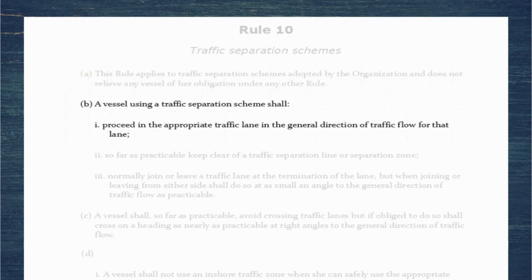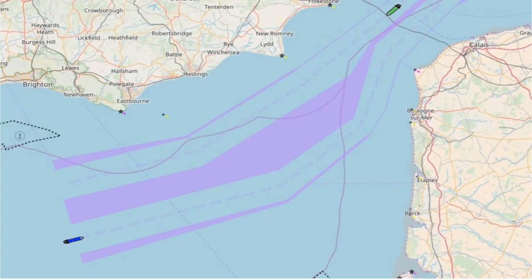A vessel using a traffic separation scheme shall proceed in the appropriate traffic lane in the general direction of traffic flow for that lane. So we can see now these two vessels are following the traffic separation scheme. They're in the appropriate lane following the general direction of flow as indicated by the arrows.